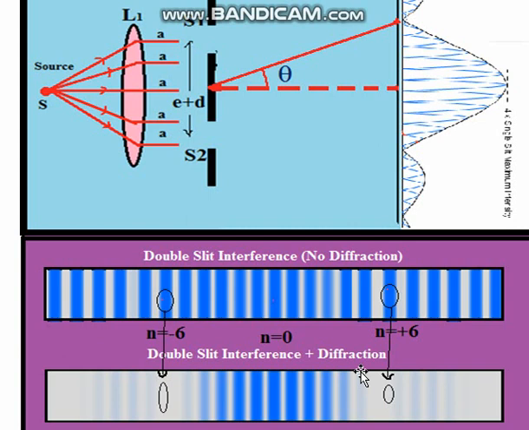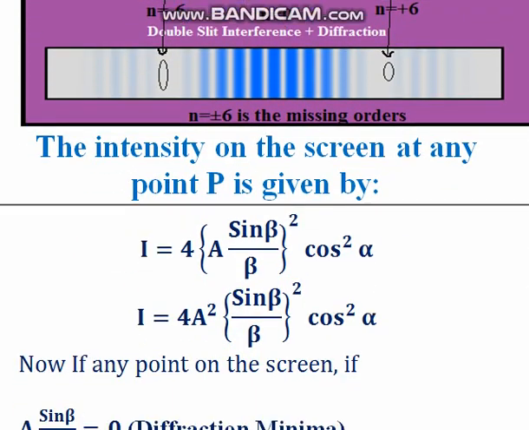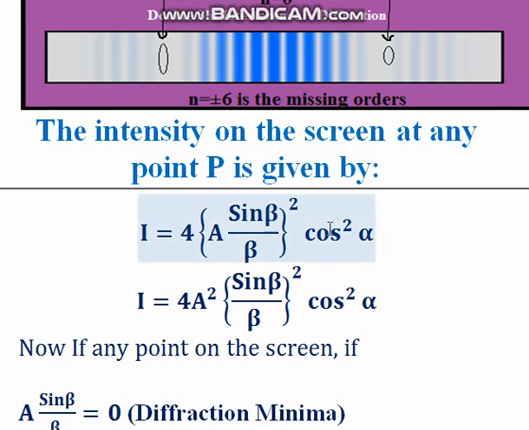Let me discuss in this session. Okay, so let's start with the intensity on the screen at any point. So this is the missing order. That means the missing of the bright fringe. That means the missing order is definitely connected with the expression for the intensity.